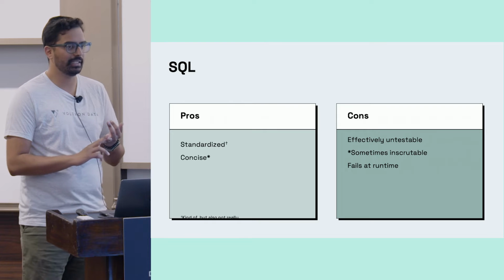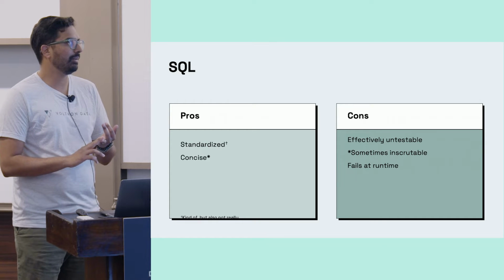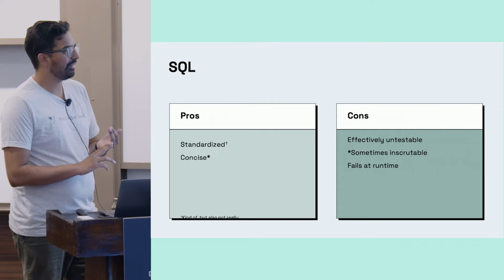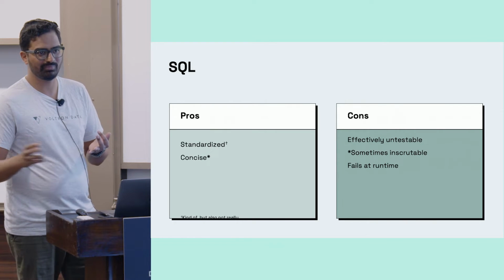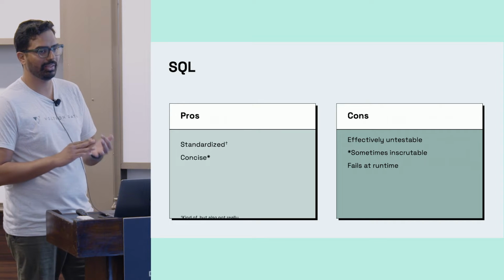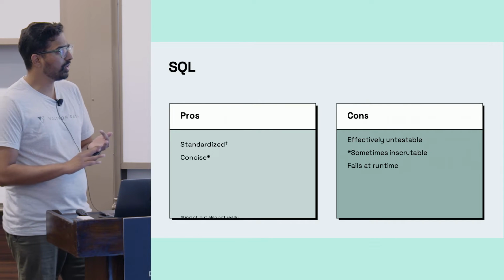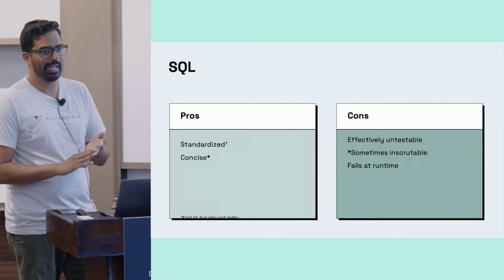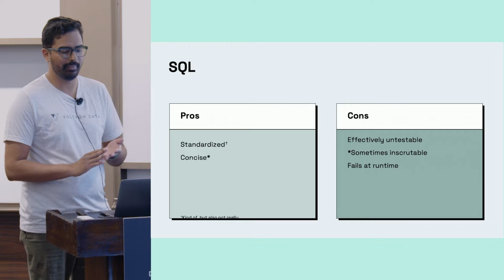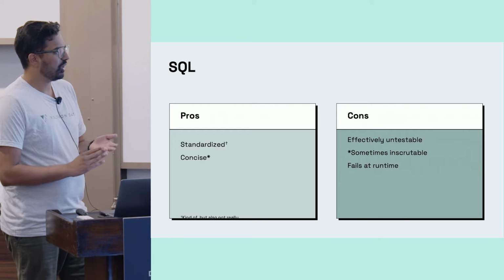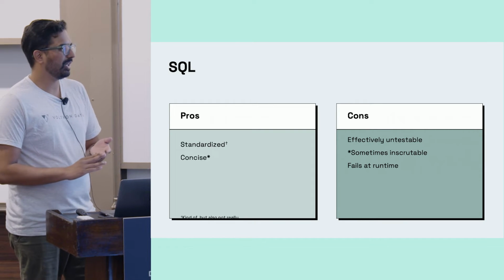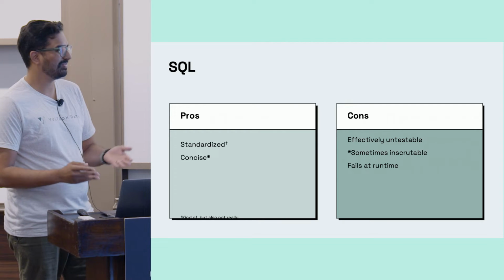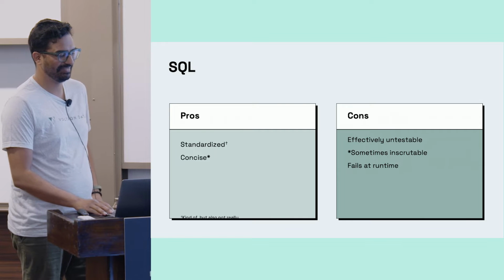Second, it's concise. At the same time, SQL has its share of drawbacks. First off, it's effectively untestable. I think the last talk, actually, Alkan talked quite a bit about that. It's also, at the cost of being concise, sometimes inscrutable, and it can fail at runtime. Also, I just happened to learn this morning from somebody that apparently AI is also not as good at writing your SQL, so maybe that's another drawback.